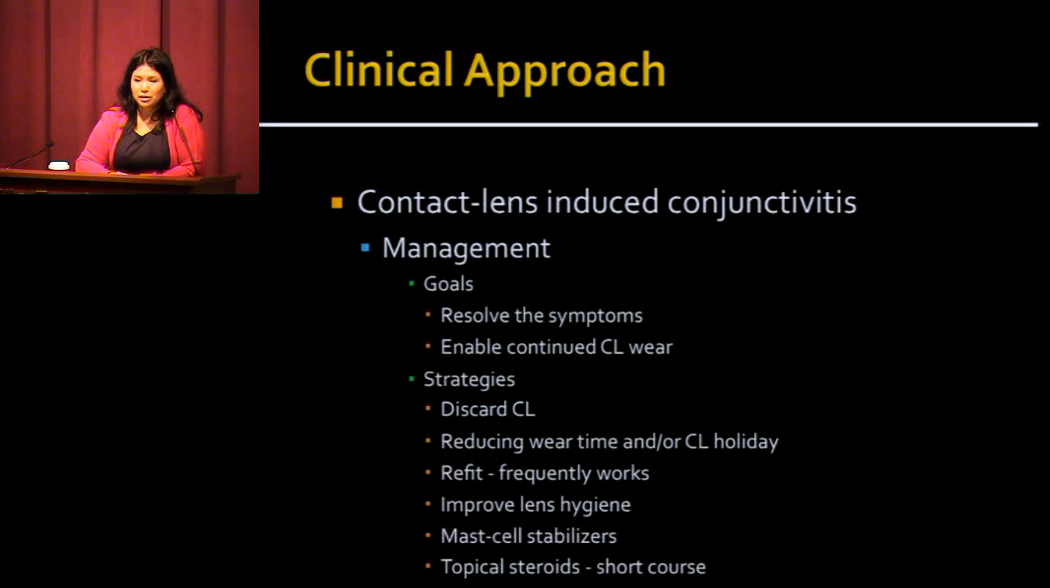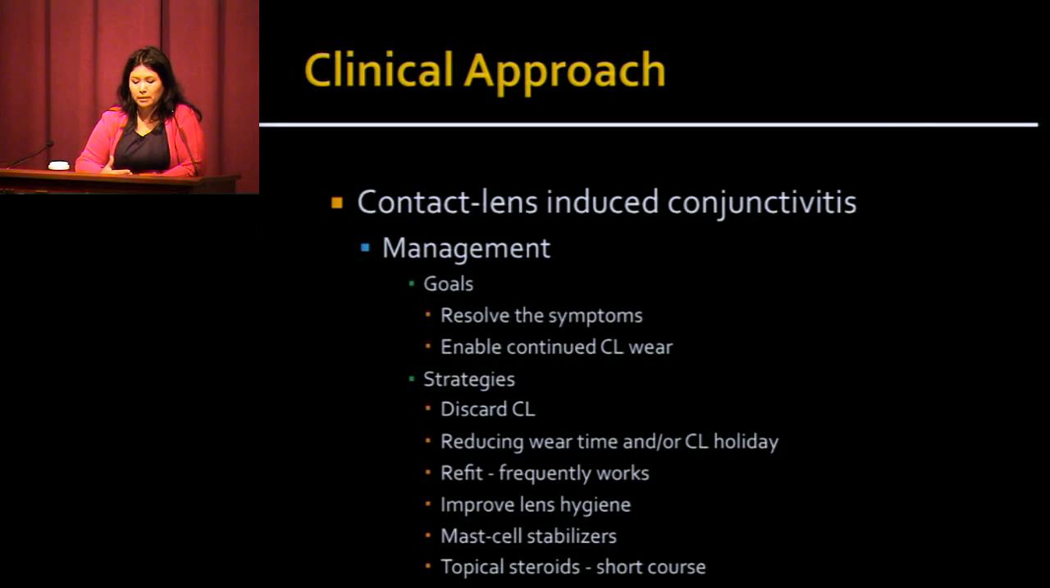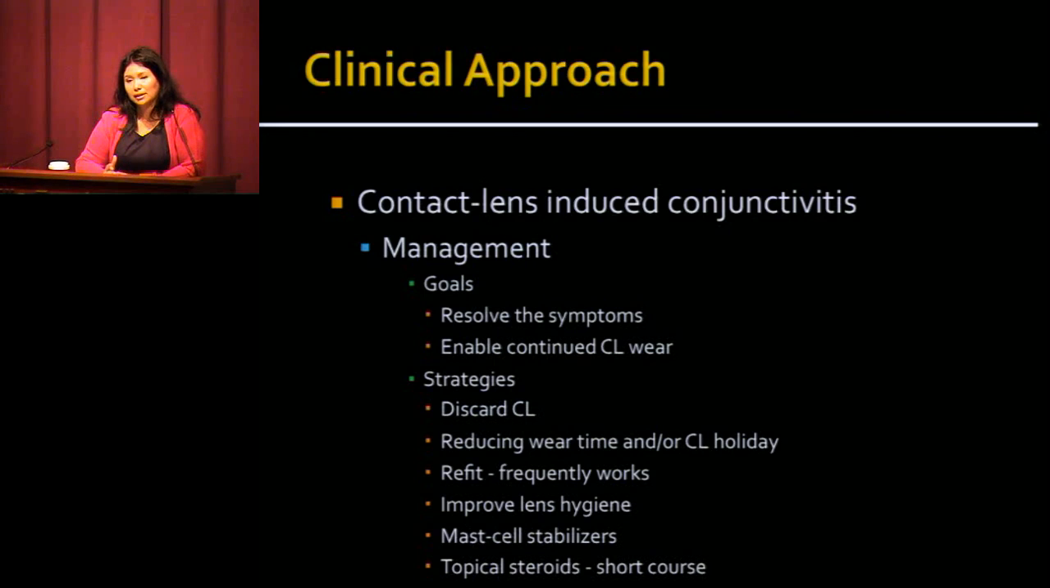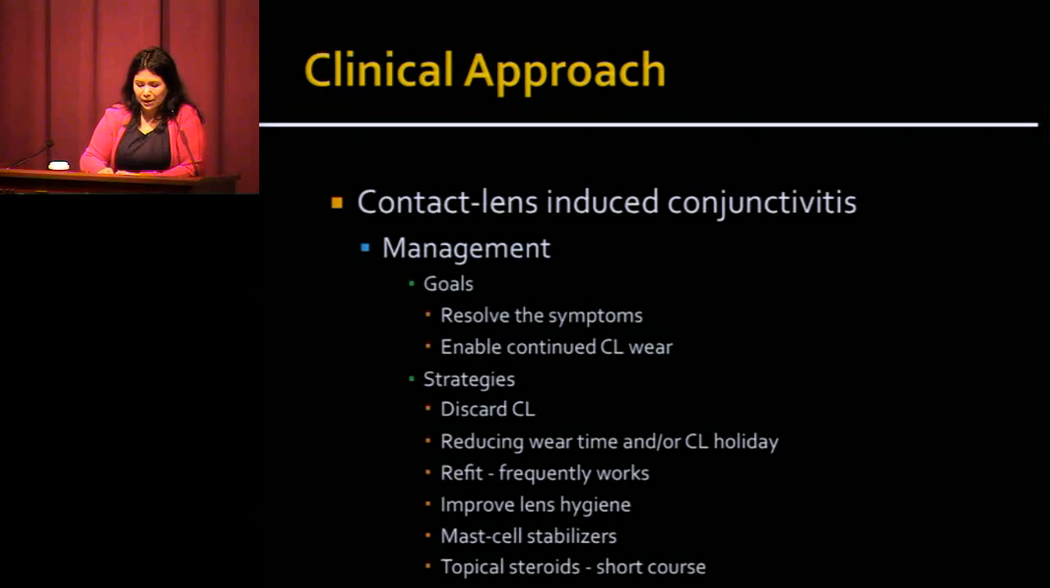So the goals in the management of GPC and contact lenses is you want to resolve the symptoms and you want to be able to put them back in contact lenses. But first thing you tell them is to have a contact lens holiday. They need to be off the contacts for a few weeks. You need to reduce the wear, make sure that they're not overusing them. You may want to refit them, again, into dailies probably so that they're not continuously inoculating themselves with any kind of allergen. And you want to improve their lens hygiene and give them mast cell stabilizers.